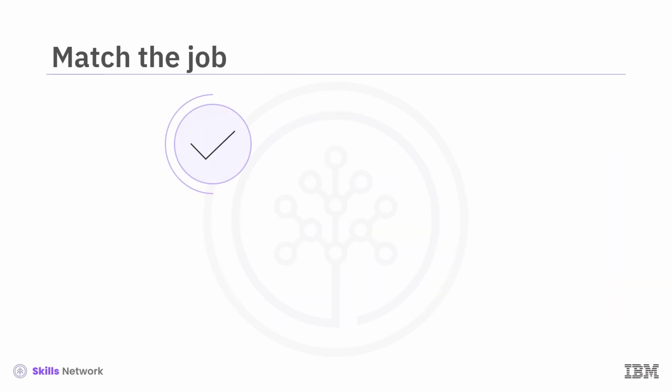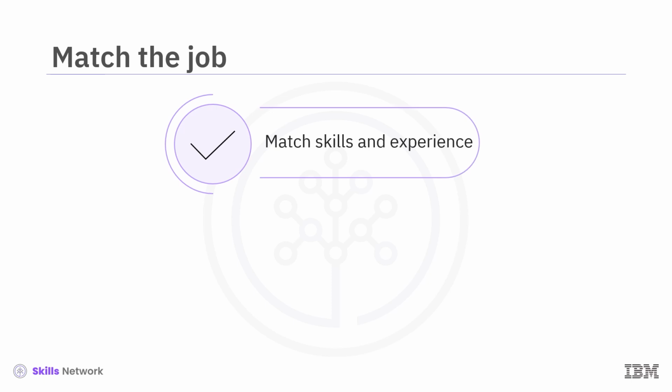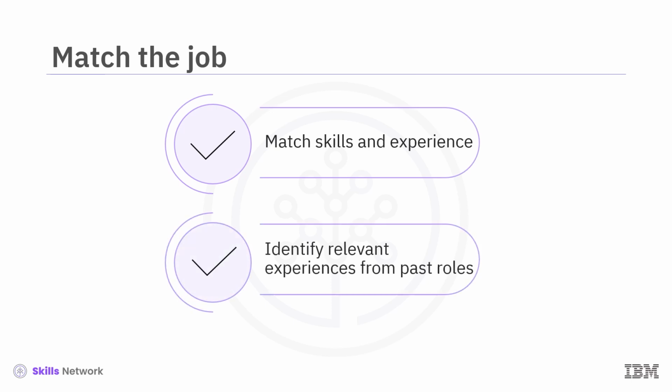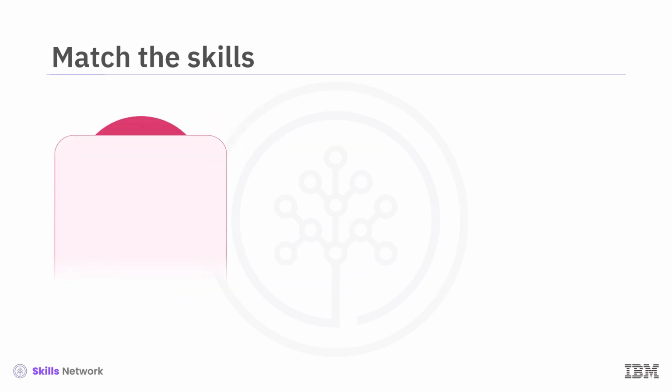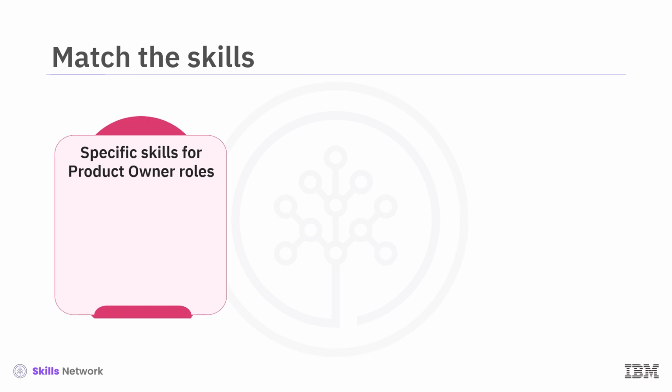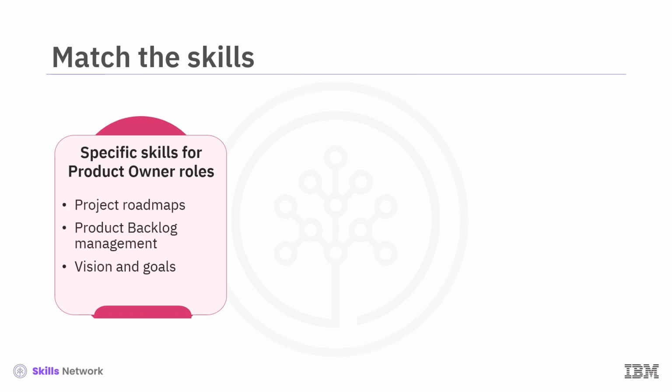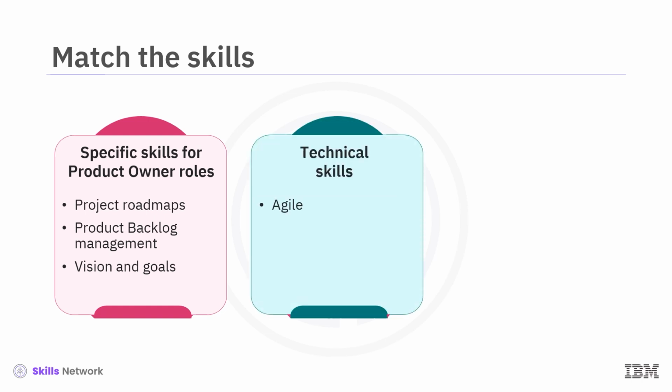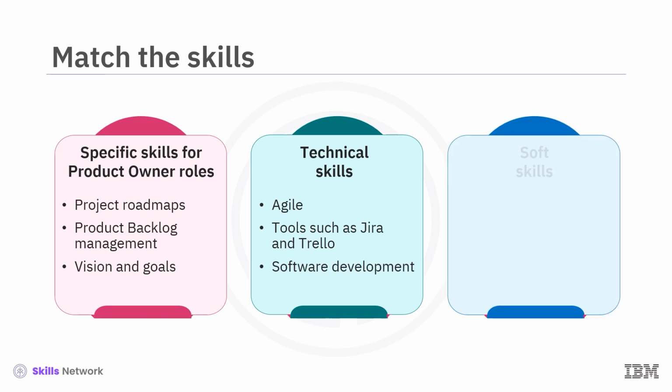It's also important to match your skills and experience to the job. You should identify key experiences from your past that are relevant to the role and showcase your skills that are specific to product owner roles. Specific skills of product owners include experience with project roadmaps, product backlog management, vision, and goals. Additionally, you should highlight your technical skills with Agile, tools such as Jira and Trello, and software development. You should also highlight your soft skills, such as communication with teams and stakeholder management.